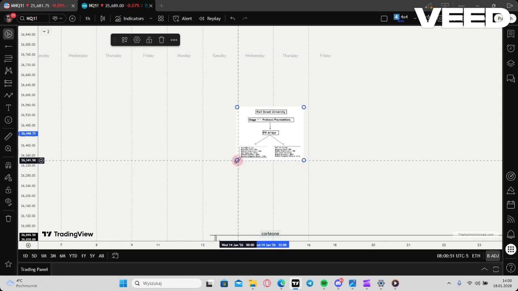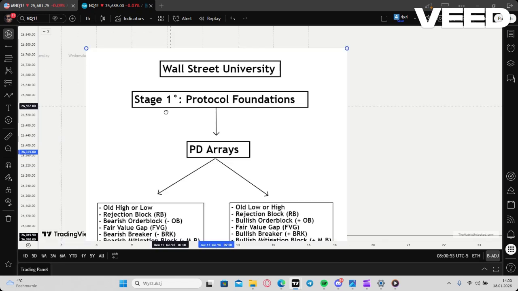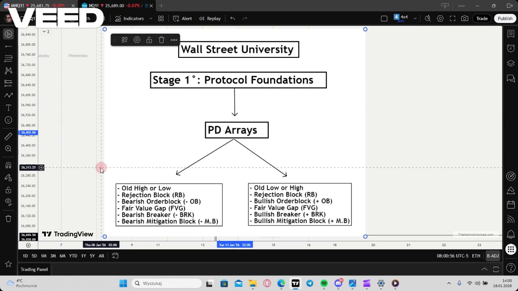PDRs. We have old high or low. Your PDRs can also be liquidity, as you can see. Pay close attention that it should be a liquidity with time factor, like a previous day low, previous day high, previous weekly high, low.